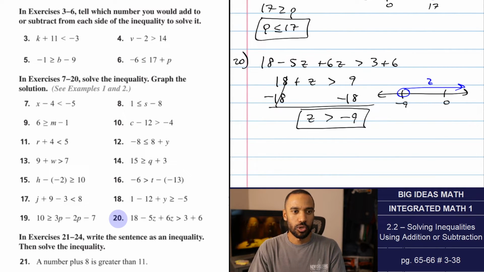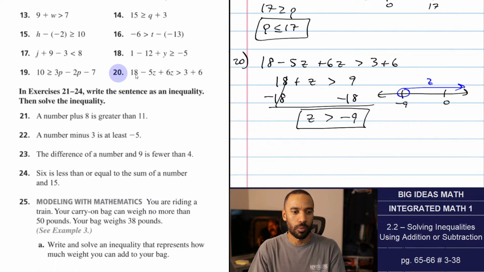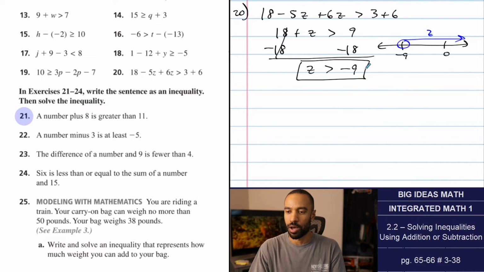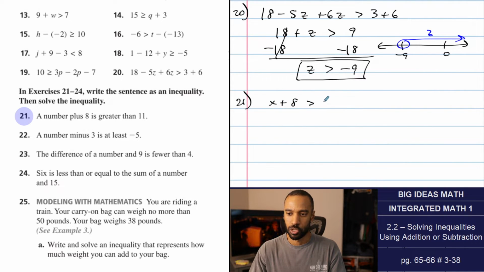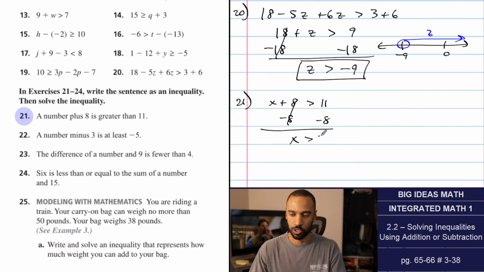Okay, let's move to numbers 21 to 24, where we write the sentence as an inequality and then solve the inequality. We did the writing as an inequality in the previous section, we just didn't solve it at the time. These will only involve addition and subtraction, it looks like. A number plus 8, I'm going to use x, is greater than 11. If I subtract 8 from both sides, and they didn't ask us to graph, x would be greater than 3.